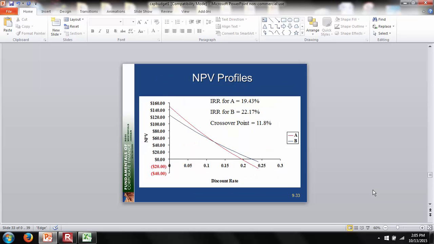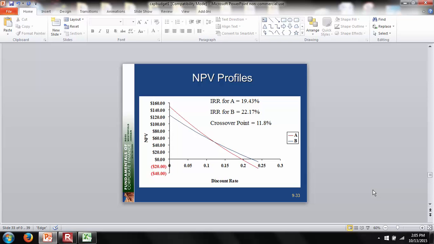And if you look at the graph, it basically shows that at an interest rate of less than, I think, around 12%, 11.8, you find that A is better, and at an interest rate above about 11.8, you find that B is better. So the choice will flip at 11.8.